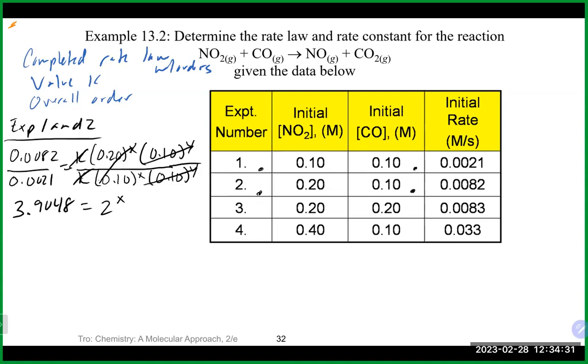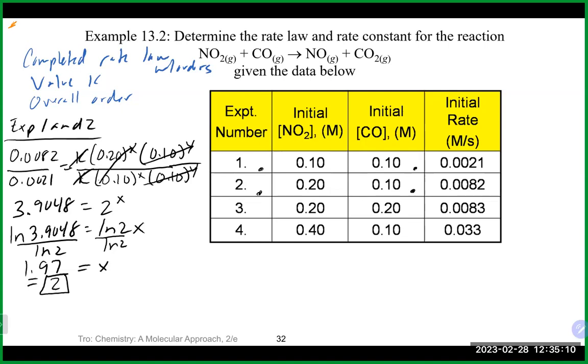In this case, you might want to take the natural log of both sides. So you could do the natural log of 3.9048 equals the natural log of 2 to the X, which brings the X down. I'm going to take the natural log of the number on my calculator and then divide it by the natural log of 2. Dividing by the natural log of 2 on both sides gives us an X value of about 1.97, which, since this is an experiment, is pretty close to 2 in terms of rounding. Any questions on that?